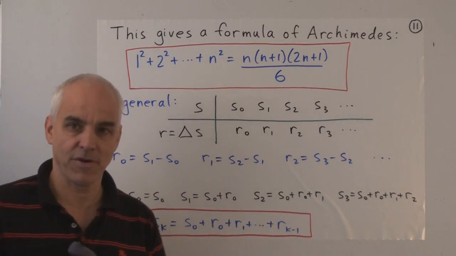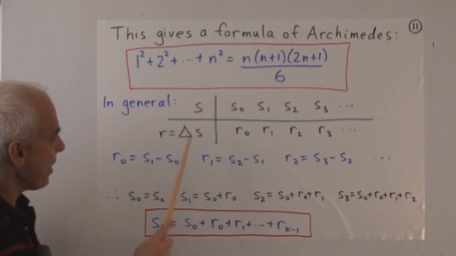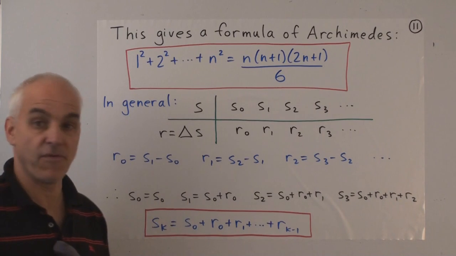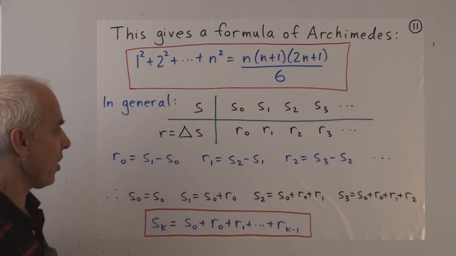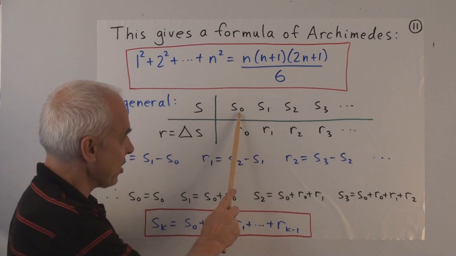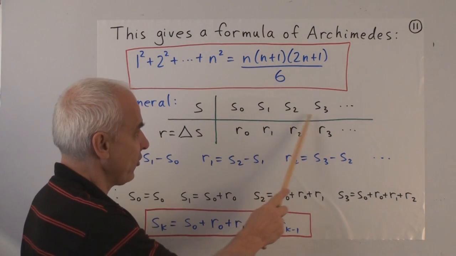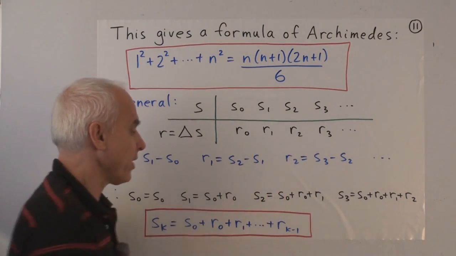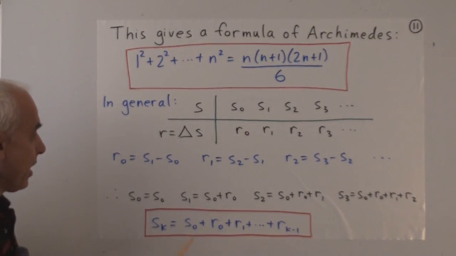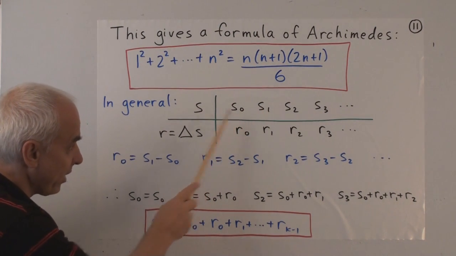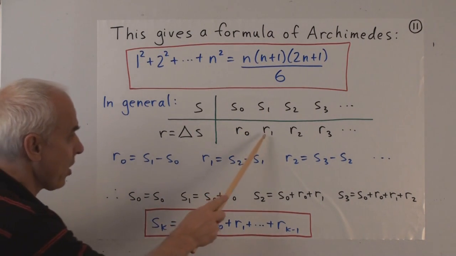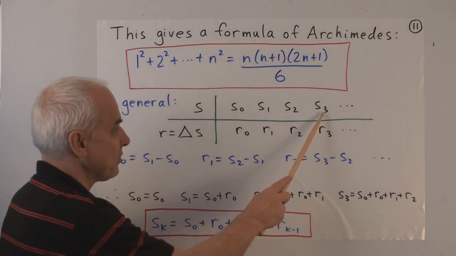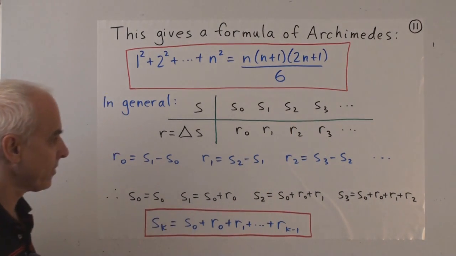There's a generalization of what we've just done that we get by looking at a general sequence S and its first forward difference. Let's call that forward difference R. So suppose the sequence S starts with S0, then S1, then S2, and then S3, and that the forward differences are R0, R1, R2, and R3. What does it mean? It means that R0 is the difference between S1 and S0. It means that R1 is the difference between S2 and S1. That R2 is the difference between S3 and S2.